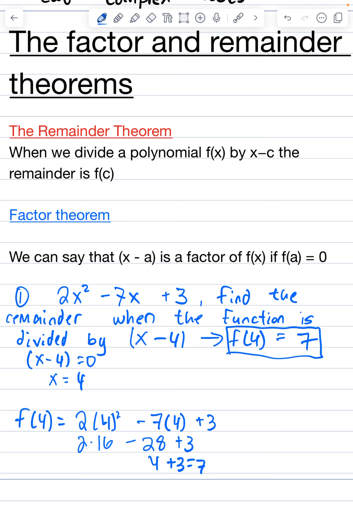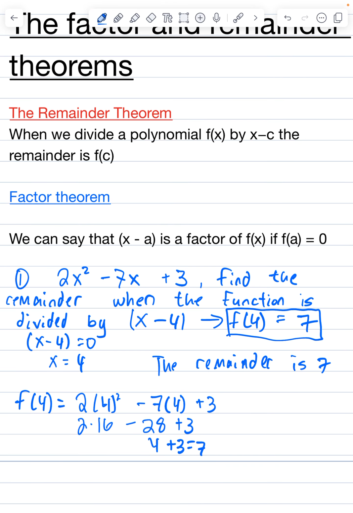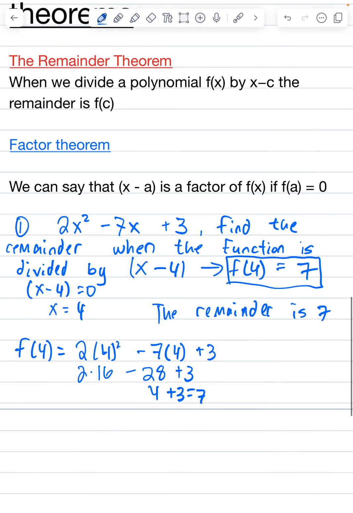Or you could write out that the remainder is 7. Easy enough. Now, can we say x minus 4 is a factor? No, we cannot, because it's only a factor if the remainder is 0. Here we got a remainder of 7, which means it's not a factor.